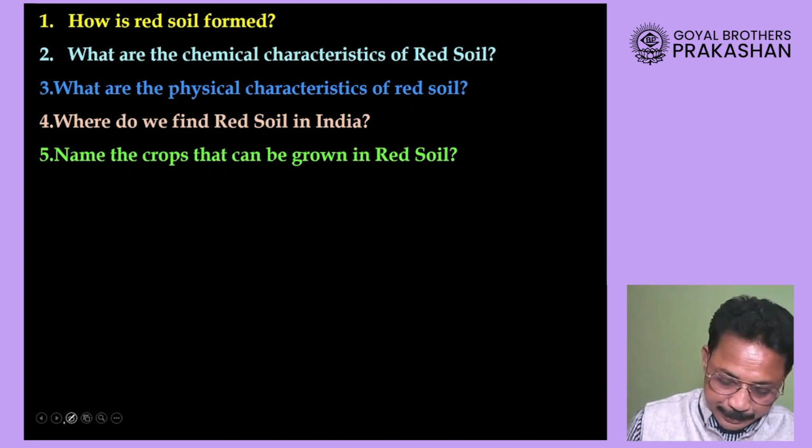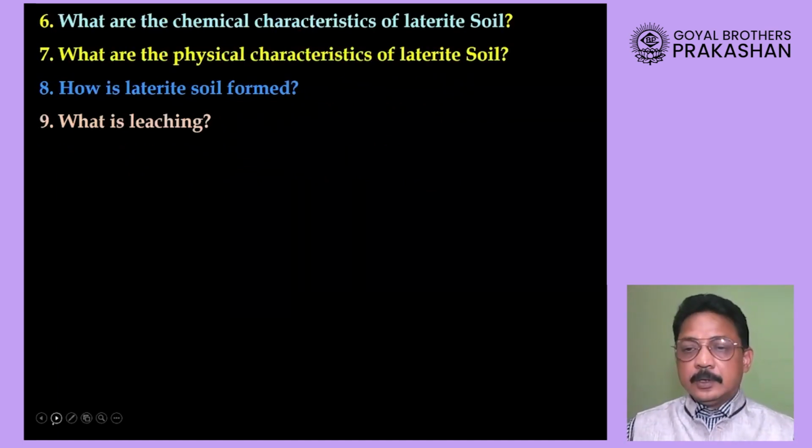Okay. The next question is, what are the chemical characteristics of laterite soil? The first point here, students, is that laterite soil is rich in iron oxide and again in potash. Second chemical characteristic, it is acidic in nature, but it is deficient in phosphoric acid, calcium, nitrogen, and other major nutrients, and it is also deficient in humus.